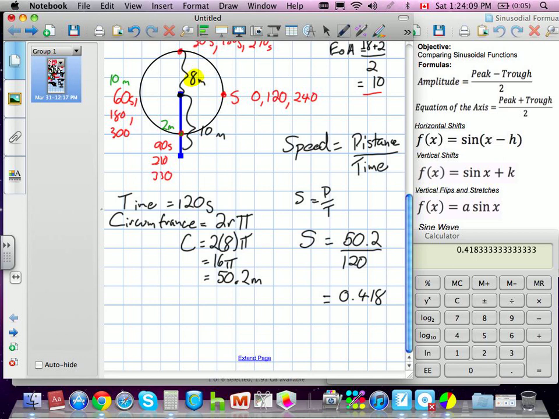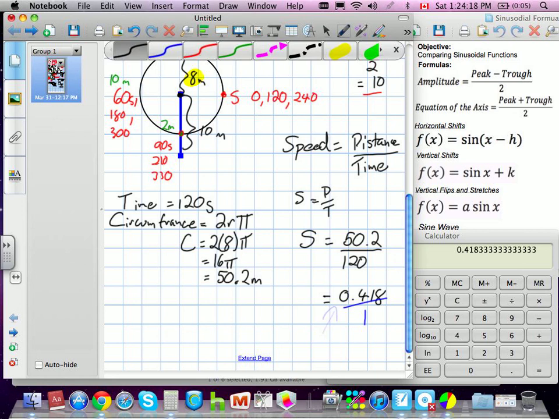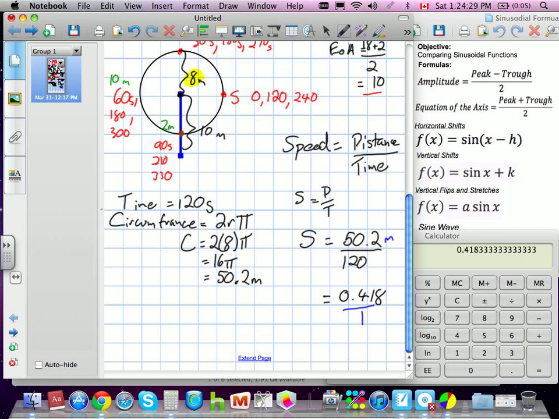If I was to make this 0.418 a fraction, what would that be? What if I made this specific number a fraction? How would I make it a fraction? Put it above what? Put it above 1. So now let's write in some titles here. Remember, this was our distance in what? Meters. And this was our time in seconds. So, this is how I'd read it because the top is meters. I'm moving at 0.418 meters per second.